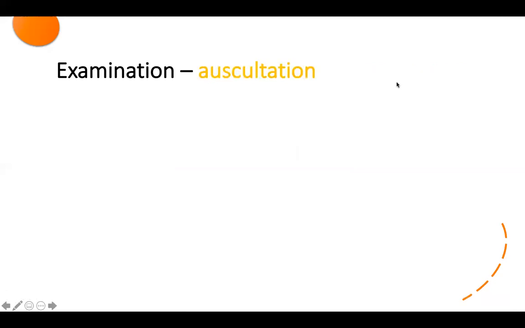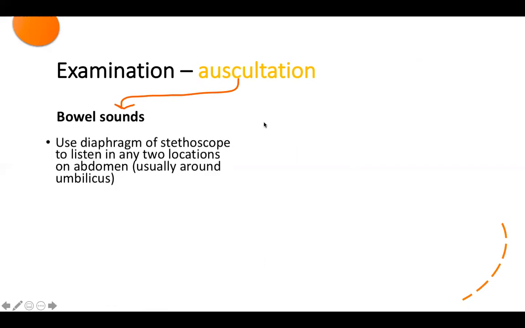Okay. So after inspection, palpation, percussion, we come to the last step, which is auscultation. So you want to hear a few things. So first is bowel sounds. Use the diaphragm of your stethoscope to listen to any 2 locations on the abdomen. So usually around the umbilicus, you can do once on the right, once on the left, and have a listen. So normal bowel sounds are gurgling.